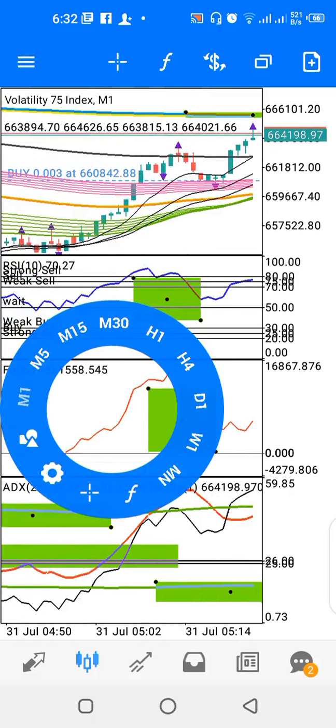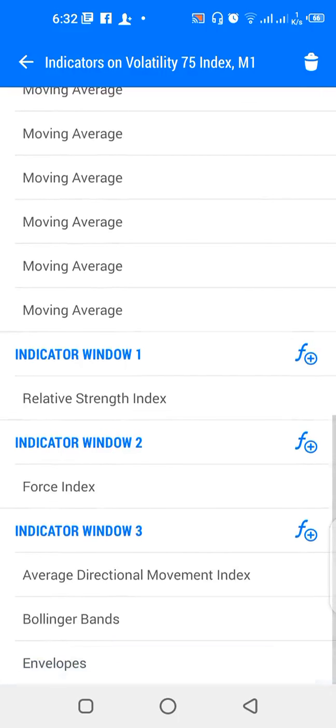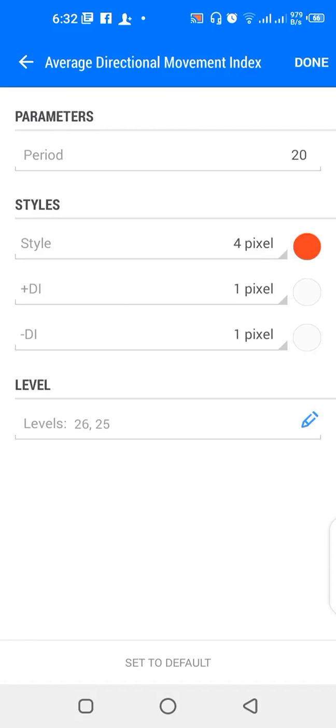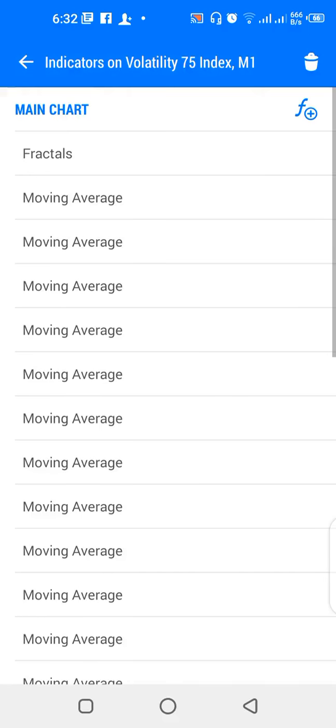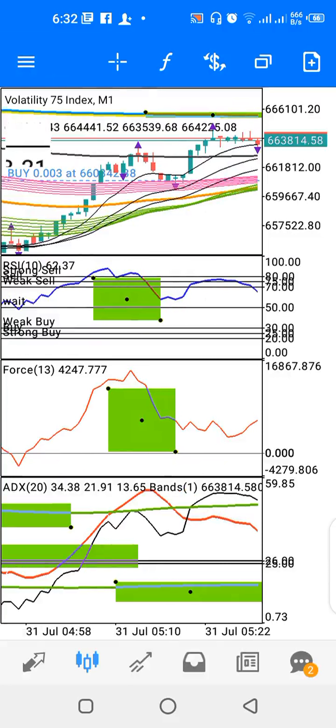Now the next one is indicator window 3, which is the last indicator window. We have the average directional movement index. The parameters are, the period is 20. The color of the style is 4. Of course, there will be no color for plus DI and minus DI. Then the levels, we have 26 and 25, color is black. So those are the parameters for the indicators.